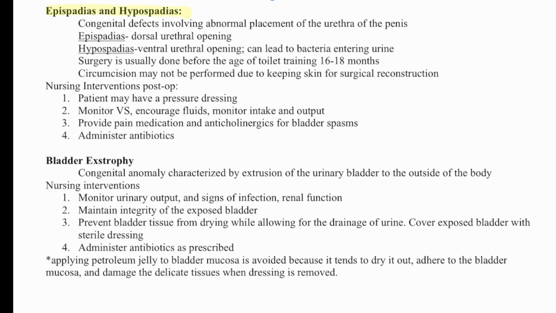Then we have epispadias and hypospadias. So these are congenital defects involving abnormal placement of the urethra within the male genitalia. There are different types. So the first one, epispadias, is the dorsal urethral opening, and hypospadias is the ventral urethral opening, which can lead to bacteria entering into the urine. Surgery is usually done before the age of toilet training, which is 16 to 18 months. Circumcision may not be performed due to keeping the skin for surgical reconstruction.